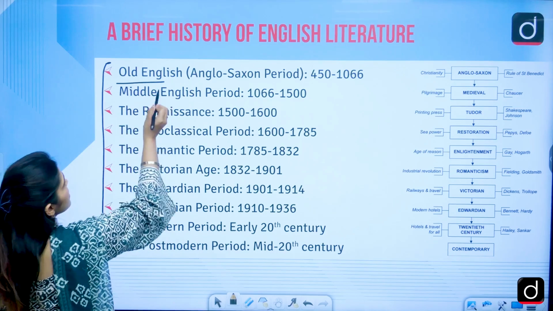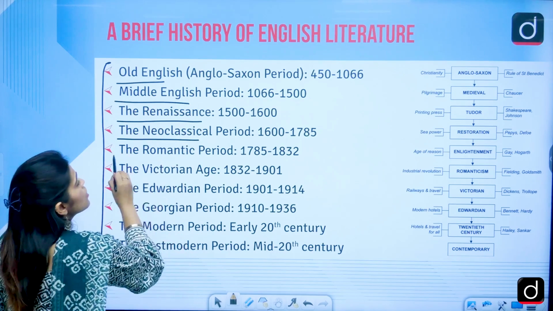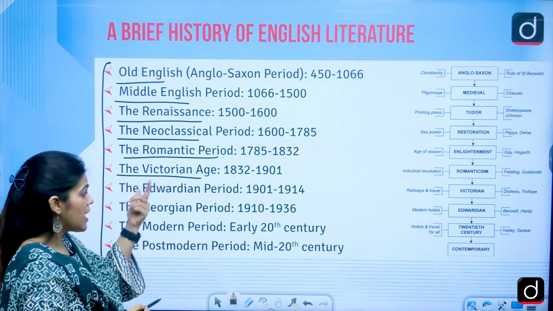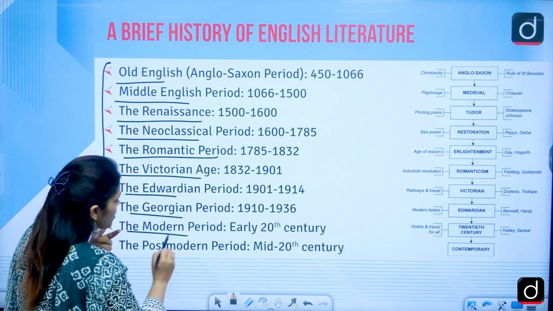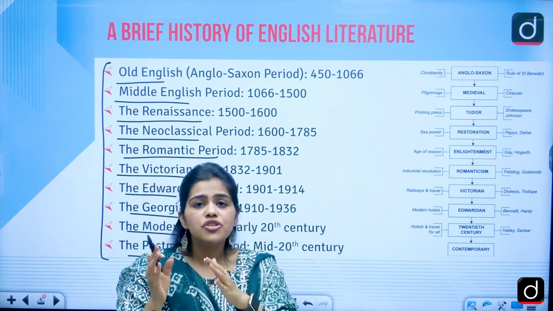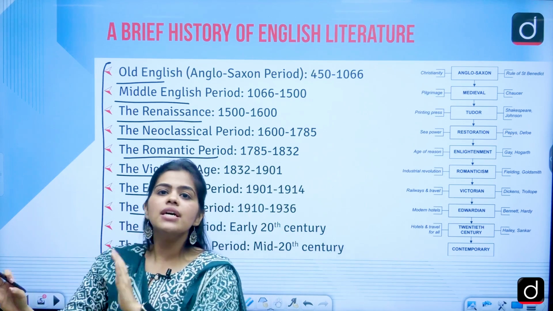So we have the Old English period, Middle English period, Renaissance, Neoclassical period, Romantic period, the Victorian age, then the Edwardian period, then Georgian, modern, and then comes the postmodern period. These are the broad divisions that I have created for you so that we can structure the class properly.